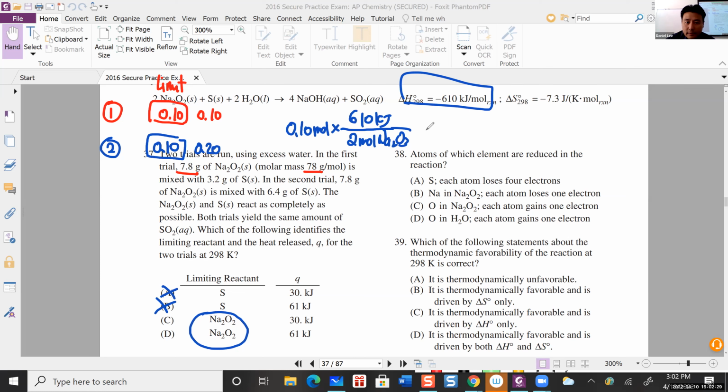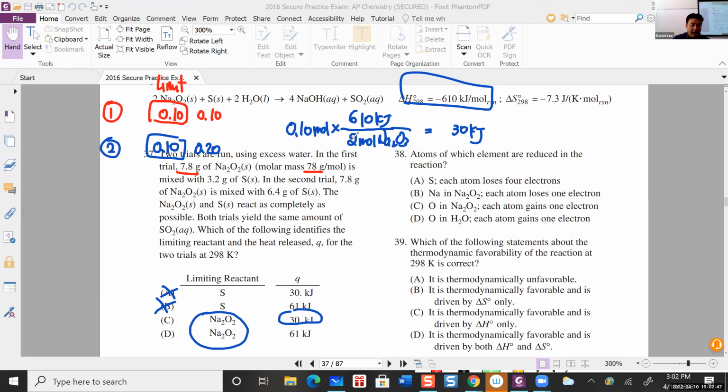So this is 30 kilojoules. So the answer is C. Okay, you can use a calculator. 600 divided by 2 is about 305. And 305 times 0.1 is about 30.5. So the closest answer is C, right?